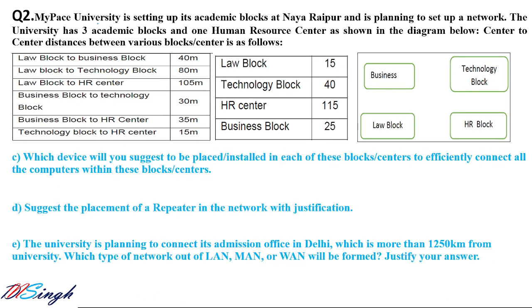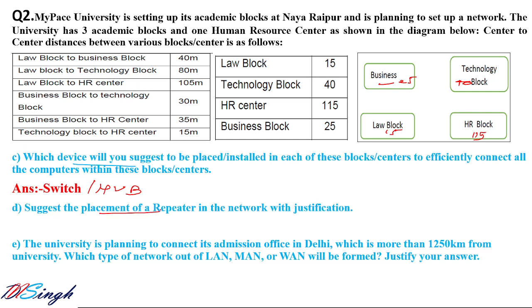Okay, fine. So my place university, same question with same distances. The question is, which device will you suggest to be placed or installed in the block or center to efficiently connect all the computers within the block? As we can see, we have multiple computers inside all blocks. Business block will have like 25, technology block will have 40, law block has 15, and HR block had how much? 115. So to connect these computers among themselves, we require a device called a switch or hub. So for that, a switch or hub is required.